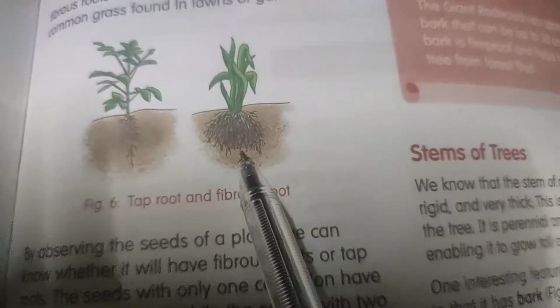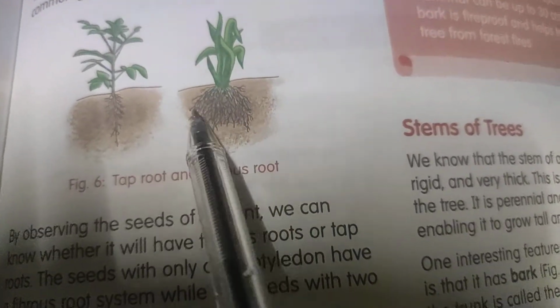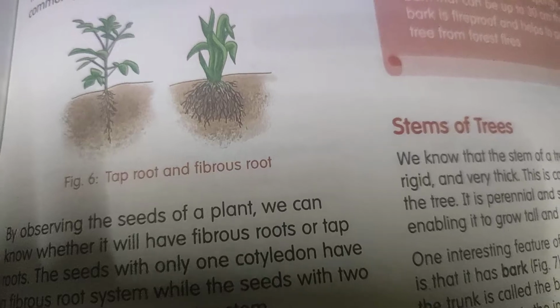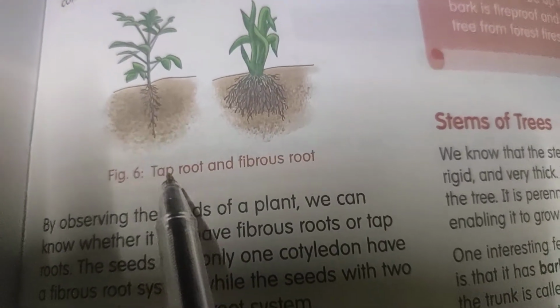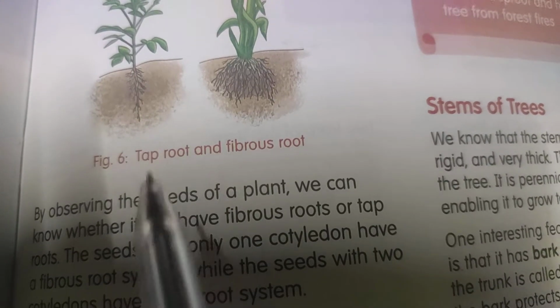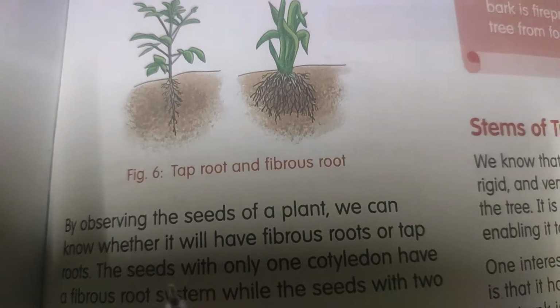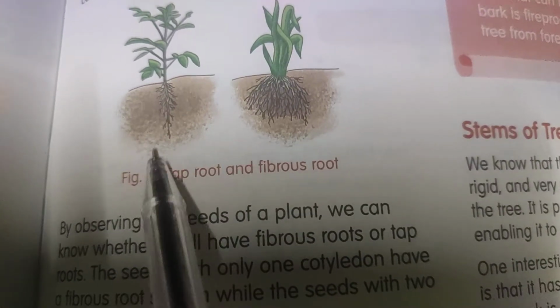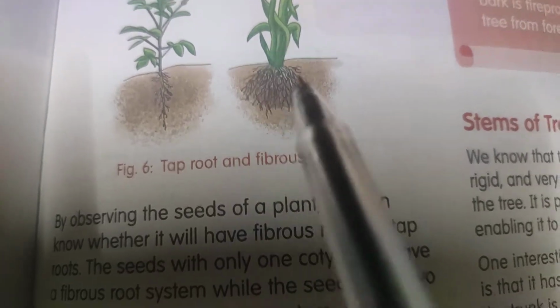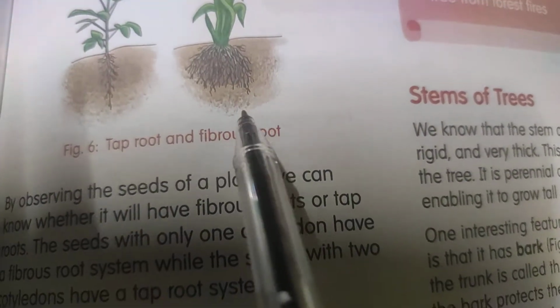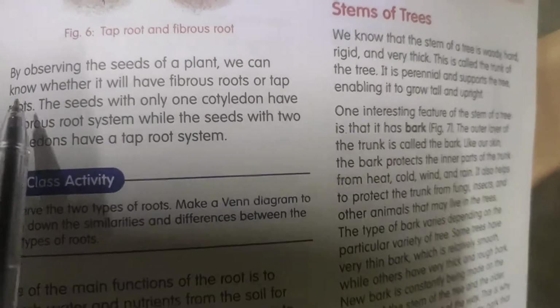And usually fibrous roots will be short, only this much level, you cannot see deep. But if you take taproot, the middle portion will grow very deep, and at times it will be so big it has to go to the deep layers of the soil to fetch the water. So always taproot will be bigger, longer, and deep into the soil, and the fibrous roots will be very, very short in nature.